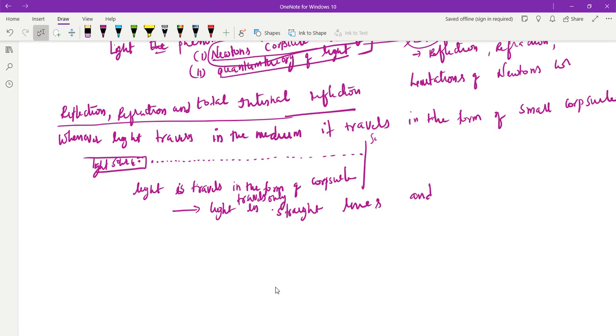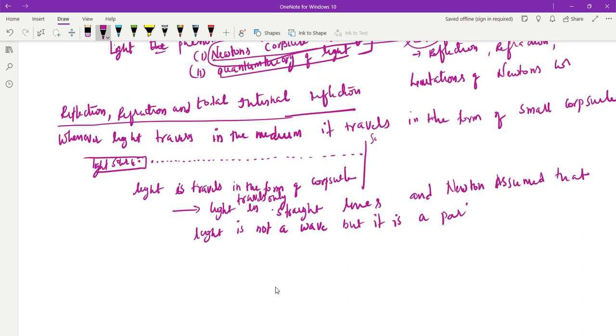Newton assumed that light is not a wave but a particle. Light is not a wave but it is a particle.